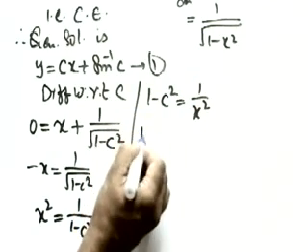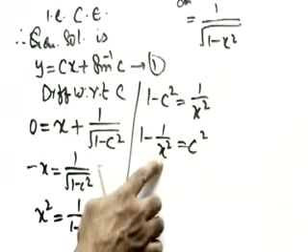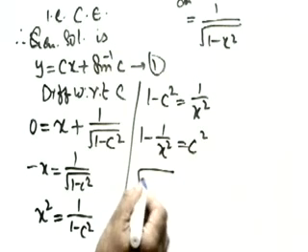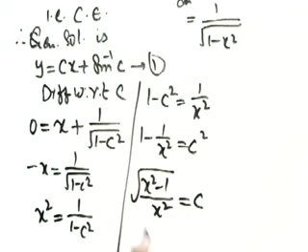C is minus. Bring here, it will be plus. Bring here, it will be minus. Like this: 1 minus 1 by x square equals c square. Take LCM here and bring the square here. It will be root. Root of (x square minus 1) by x square equals c.